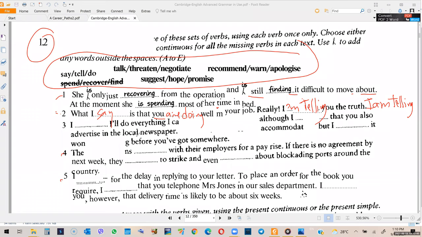I'll do everything I can. Okay, I promise. I'll do everything I can. Although I suggest that you also advertise in the local newspaper. Okay.